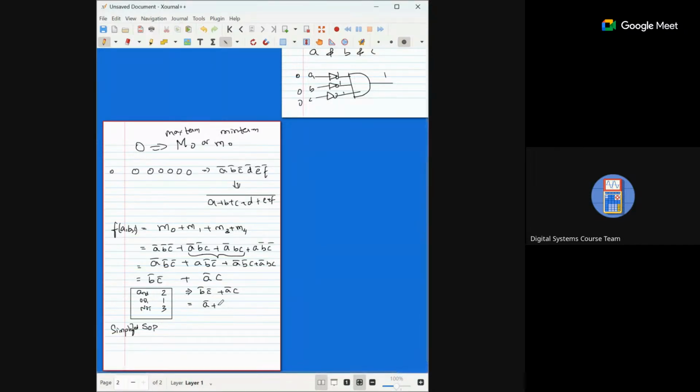It is A bar plus B bar, A bar plus C bar, then B bar plus C bar, then C bar plus C is 1, so it is cancelled. So here I need A bar, B bar, C bar, so 3 NOT gates. I need 3 two-input OR gates and 1 three-input AND gate. Somewhat complicated in size.